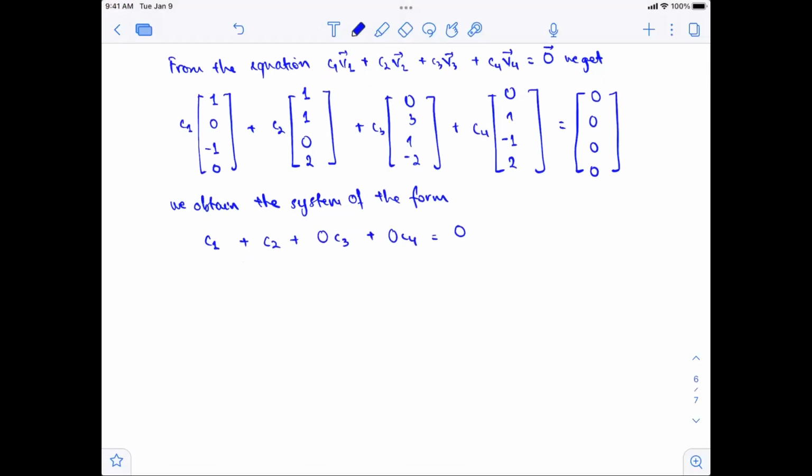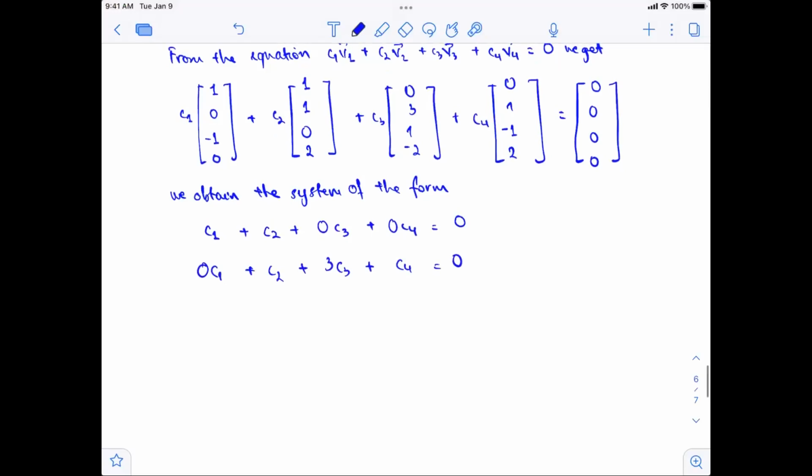That's the first equation. And this equation is obtained from the corresponding entry, which is the first entry here. So C1 times 1, which is C1, plus C2 times 1, which is C2 here, plus 0 C3 plus 0 C4 equal to 0. Now the second equation corresponds to the combinations of the second entry of the vector. So 0 C1 plus 1 C2 plus 3 C3 plus 1 C4 equal to 0. So 0 C1 plus C2 plus 3 C3 plus C4 equal to 0. And so on and so forth.